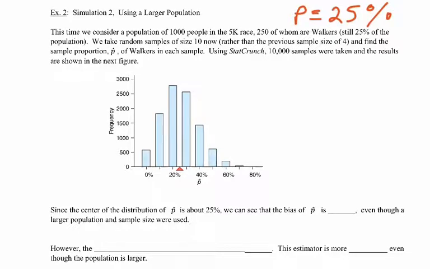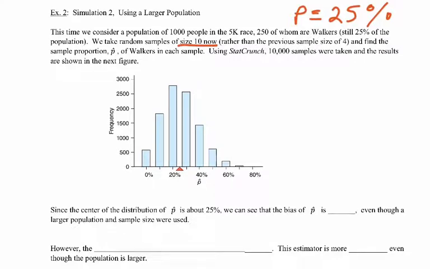We're going to take random samples. This time we're going to use samples of size 10 instead of just 4. And we're going to find the sample proportion p hat for each sample. So I've done this in StatCrunch. You're not going to have to know how to do this yourself in StatCrunch, but I want to just give you an idea of what this picture would look like.